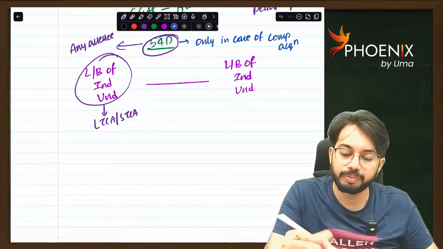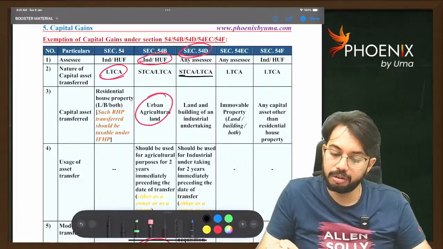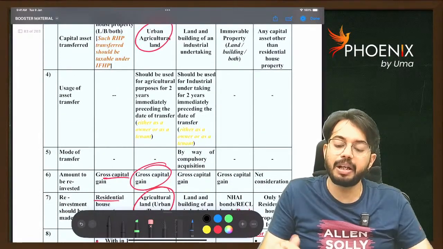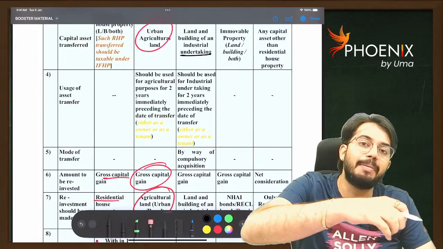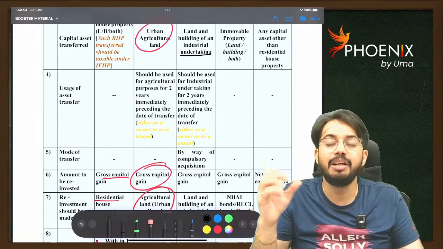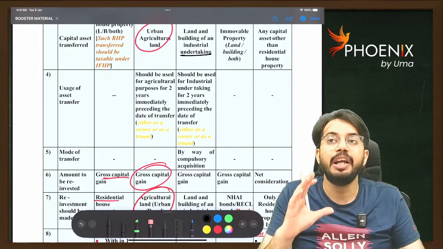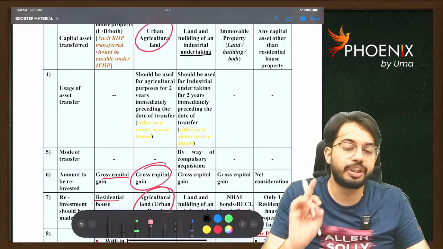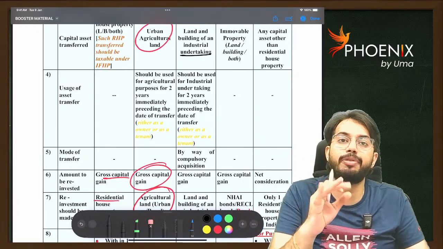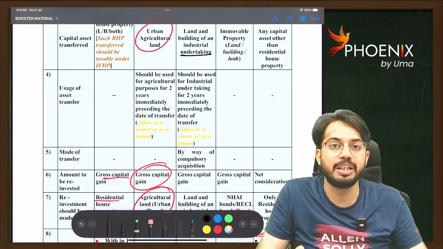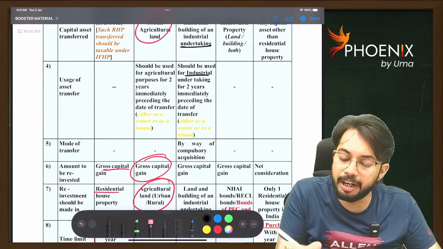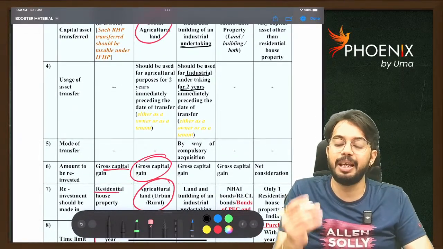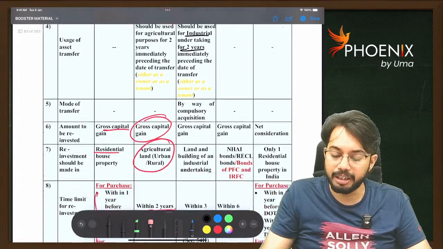Now, but there is one condition. Whatever the industrial undertaking that is compulsorily acquired by government, that industrial undertaking is required to be used for industrial purposes for a minimum period of 2 years before the date of transfer. Are you able to understand? So it should be used for industrial undertakings for 2 years immediately preceding the date of transfer.